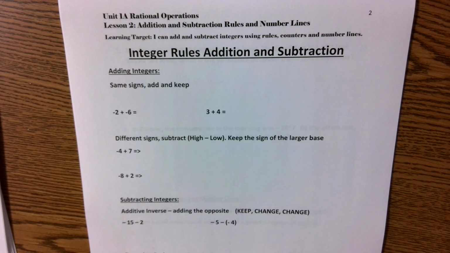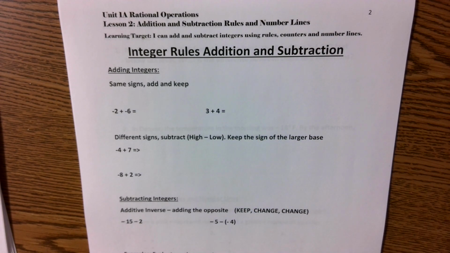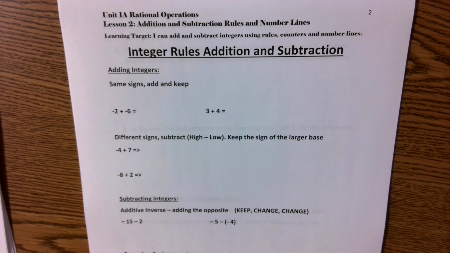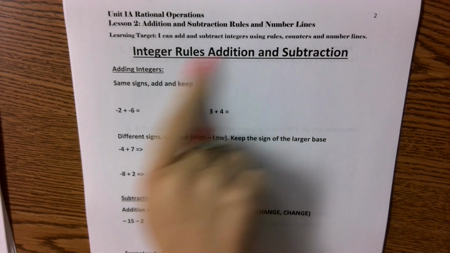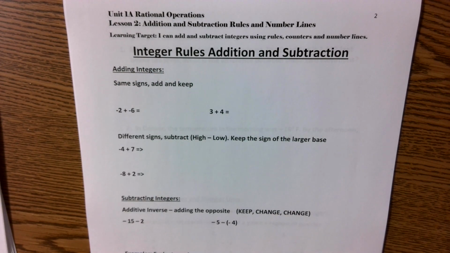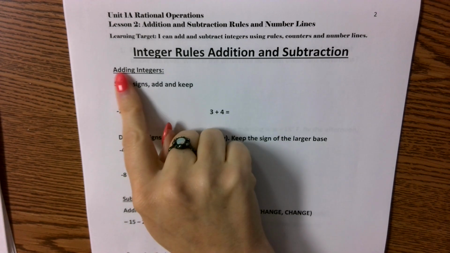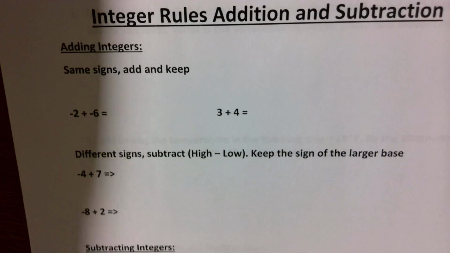Our learning target: I can add and subtract integers using rules, counters, and number lines. Shh. So we're focusing today on the rules. Tomorrow we're going to focus on the counters and the number lines. Okay? So these rules are all rules that you guys learned last year in 6th grade. It's just a nice quick review of the rules. So our first rule that we're going to go over is our addition rules.